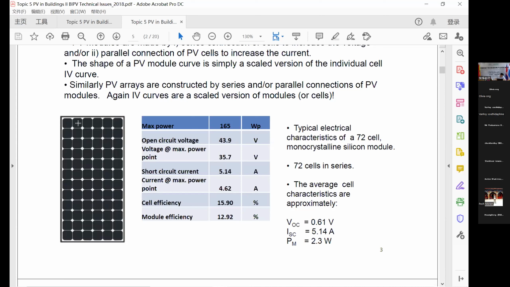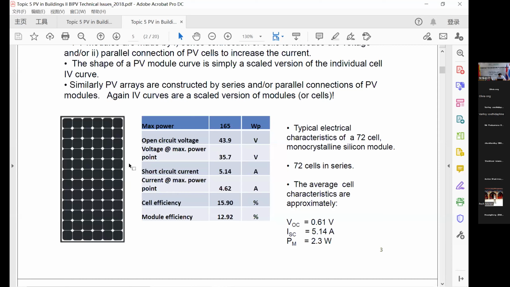in this case 72 solar cells connected in series to form a module. The efficiency is definitely lower than the cell efficiency because we need to consider the wiring or resistance losses for the whole system. And typically, the electrical characteristic of a 72-cell monocrystalline silicon module.